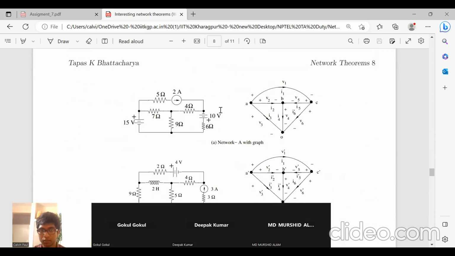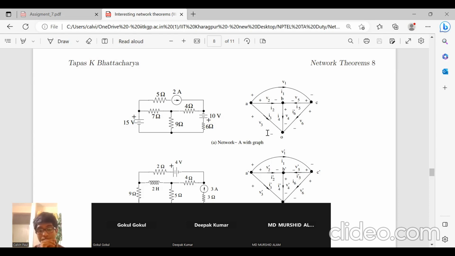Now, see, this is a network. So what happens between two nodes? We connect it by an edge, and the voltage across it is plus minus something, and the current flows through it. So like this is one graph. This is a graph of this network A. Any doubts in this?